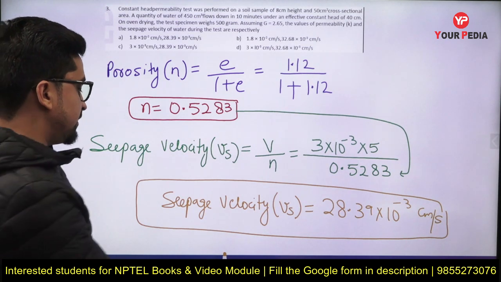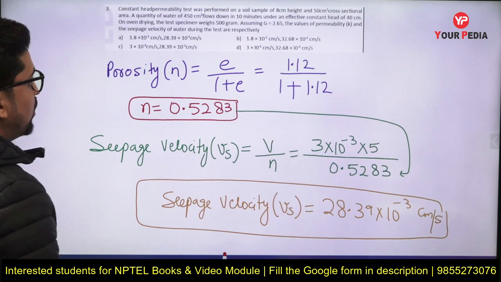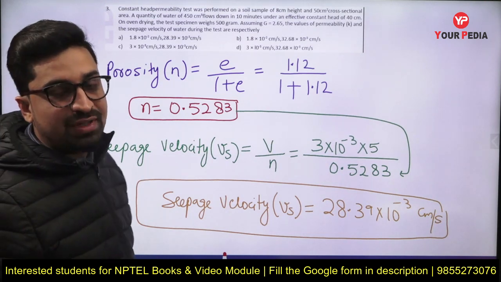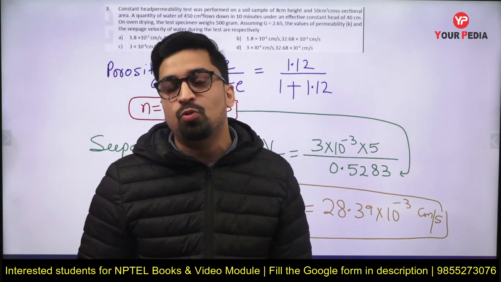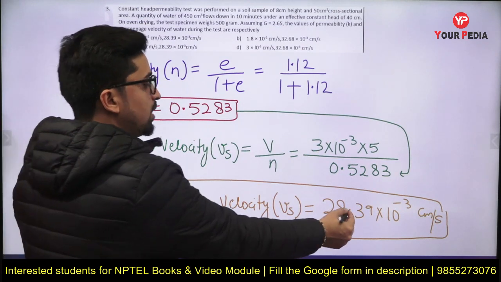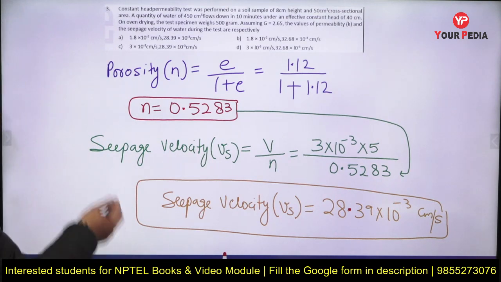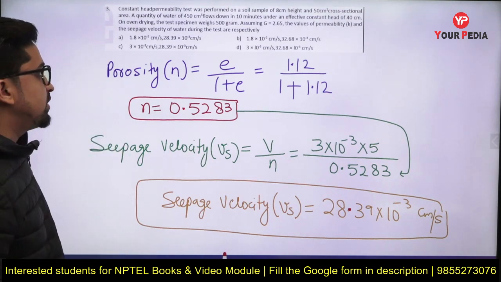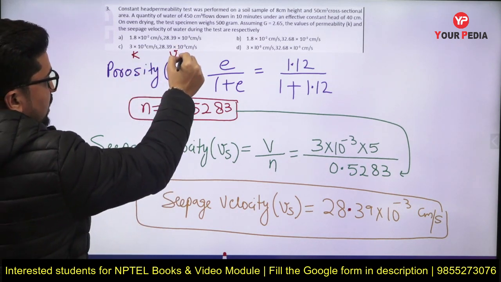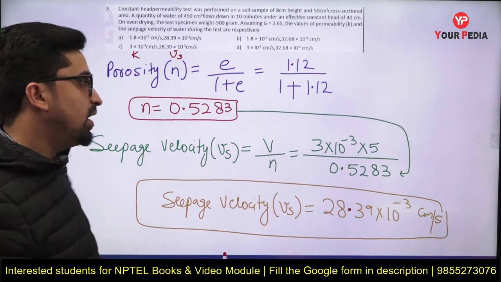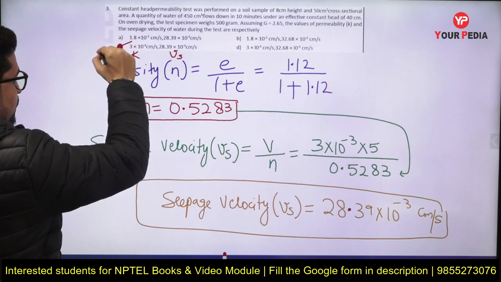So now let us see which option is correct for this question. The value of K, or the coefficient of permeability, came out to be 3 into 10 to the power minus 3 centimeter per second, and the seepage velocity Vs came out to be equal to 28.39 into 10 to the power minus 3 centimeter per second. As you can see in the options, option C says K is 3 into 10 to the power minus 3 centimeter per second and Vs is 28.39 into 10 to the power minus 3. Therefore, the correct answer to this question of the soil mechanics subject will be option C, right?